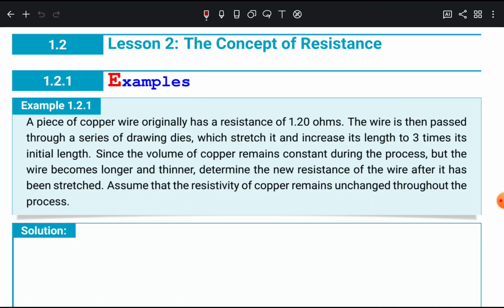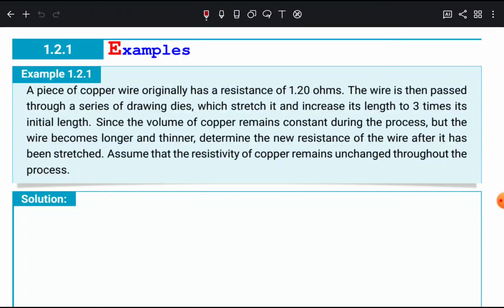So the first example: a piece of copper wire originally has a resistance of 1.20 ohms. The wire is then passed through a series of drawing dies which stretch it and increase its length to 3 times its initial length. Since the volume of copper remains constant during the process, but the wire becomes longer and thinner, determine the new resistance of the wire after it has been stretched. Assume the resistivity of copper remains unchanged throughout the process.